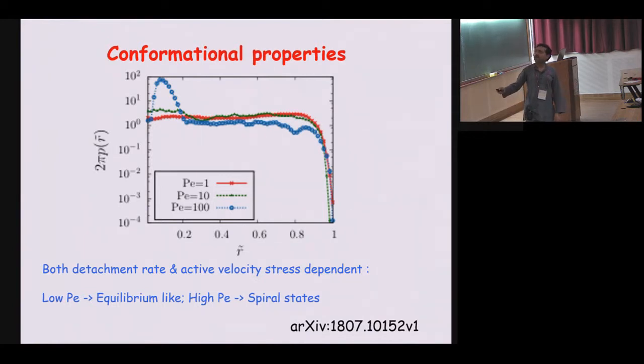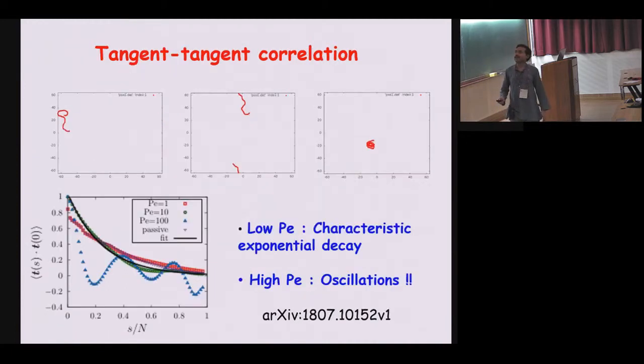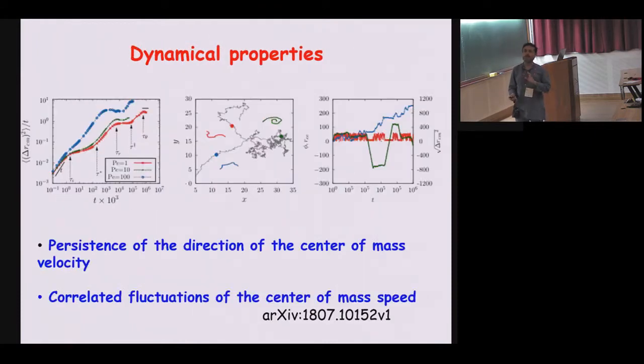And now if you go to very high Peclet numbers, what you observe is that there are again these coiled up states, so this emergence of coiled up states happens again at large values of activity. Okay, very little time left. So again you can look at tangent correlations, and you see that at very large Peclet you can see these oscillations in the tangent correlations, which is kind of expected because it goes between open and coiled states.